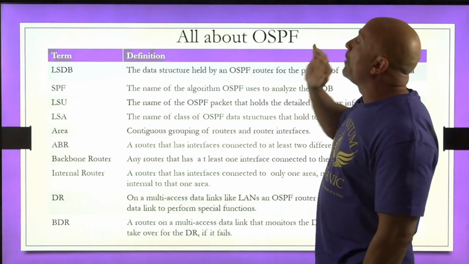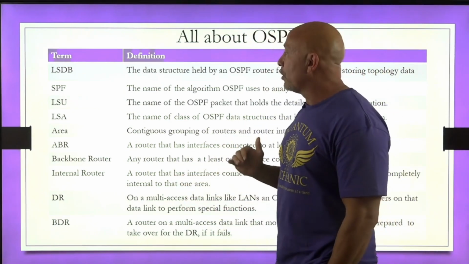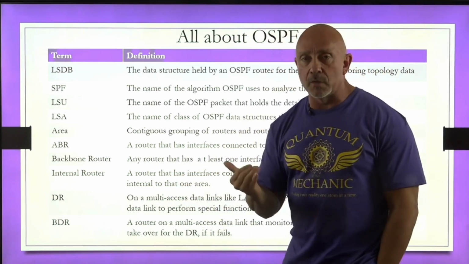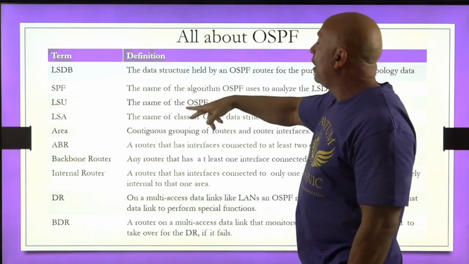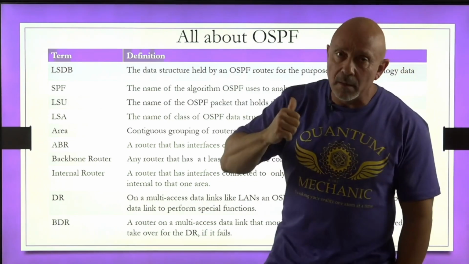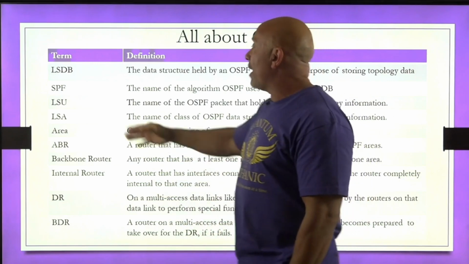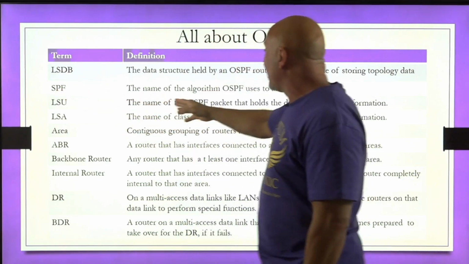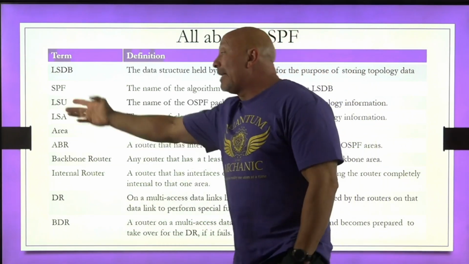Here's a little bit about OSPF. Don't freak out. These are just abbreviations, but you need to know them because people talk that way. LSDB, link state database, the data structure held by an OSPF router for the purpose of storing topology data. That's what the database is for, that and the router ID. Then we have shortest path first, the algorithm OSPF uses to analyze the link state database. Link state updates.